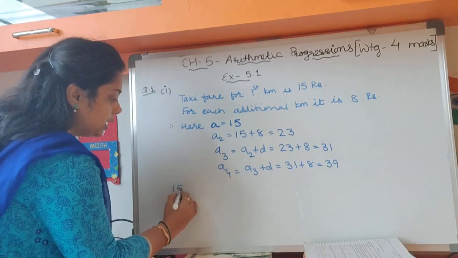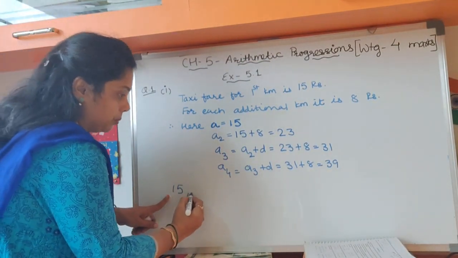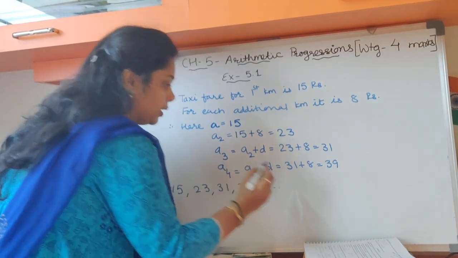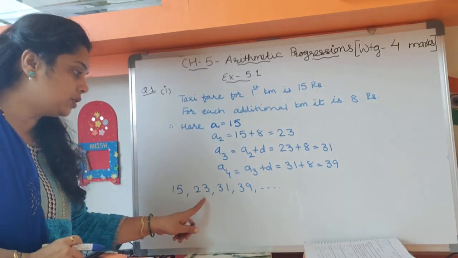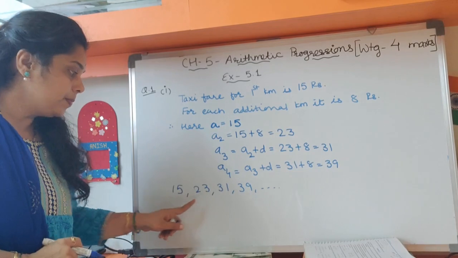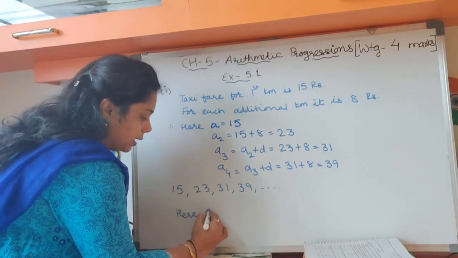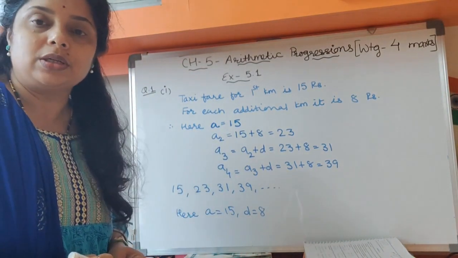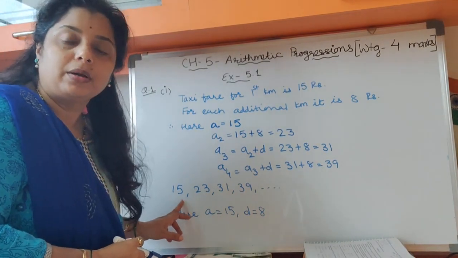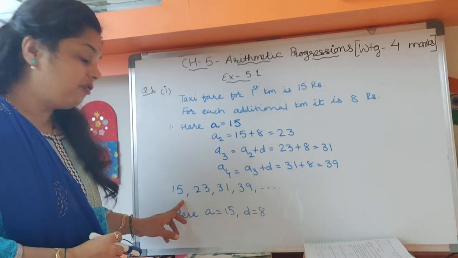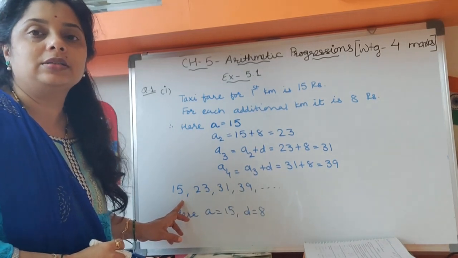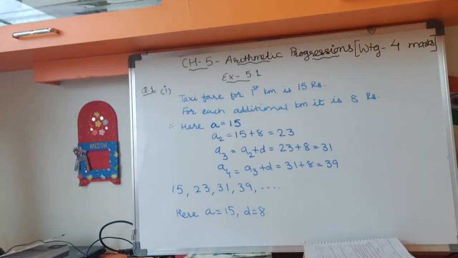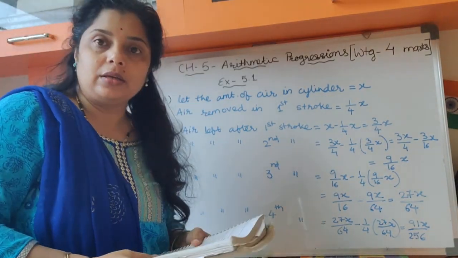So let's see the list of numbers: 15, 23, 31, 39 and so on. If you see the difference between two consecutive terms, it is 8. Here a is equal to 15 and d is equal to 8. So from this we can say that the given list of numbers is an AP. Why is it an AP? Because it has the same common difference between two consecutive terms.